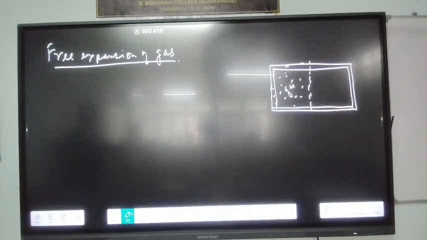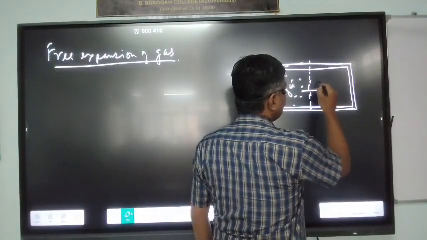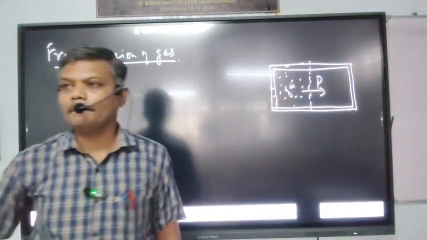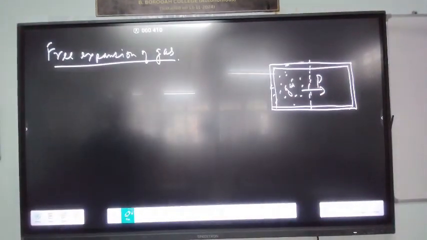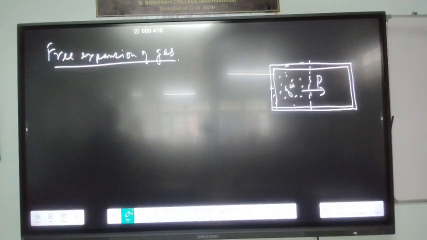If it is a free expansion of gas, then during a free expansion of gas, how much pressure is it giving here? How much pressure is it giving to the vacuum? What will be the force given by the gas to the vacuum?